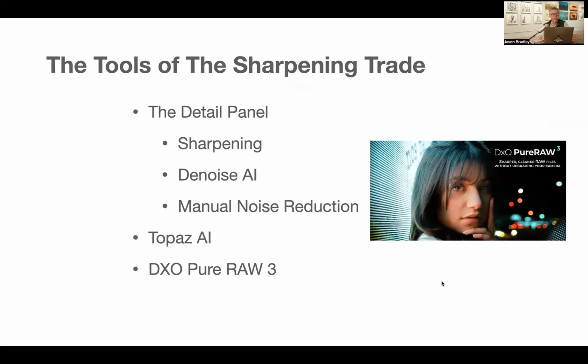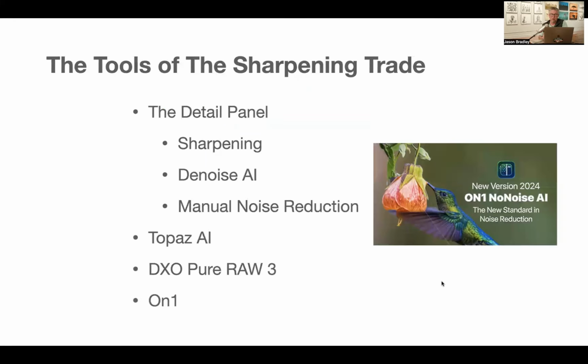In addition to Topaz, another option for us is to use another program called DxO Pure Raw 3. DxO Pure Raw 3 focuses mainly on denoising images, more so than sharpening. But DxO Pure Raw 3 is a fantastic tool. On1 has a denoising AI tool as well. I admittedly have not used the On1 Denoise AI very much. I used a version of it a few years ago, and I thought it was okay. Was it a few years ago? No, it was about a year ago, excuse me.